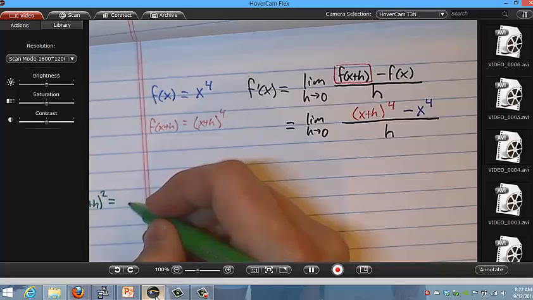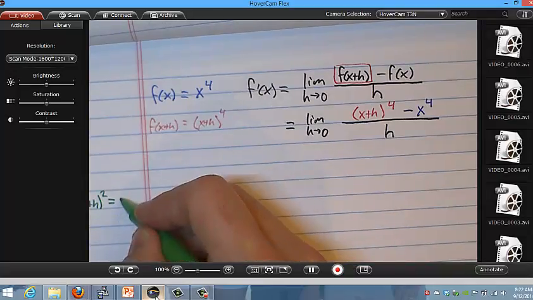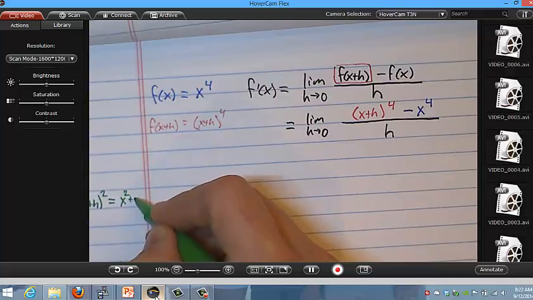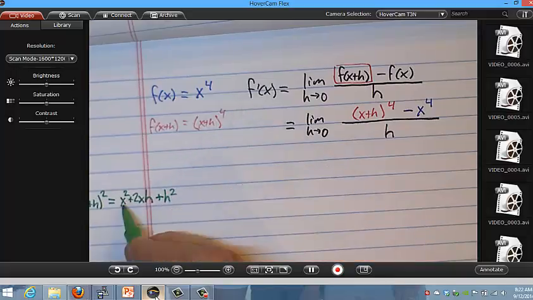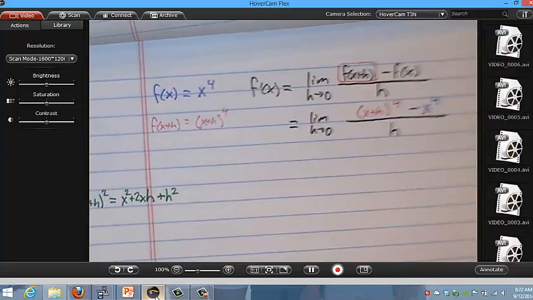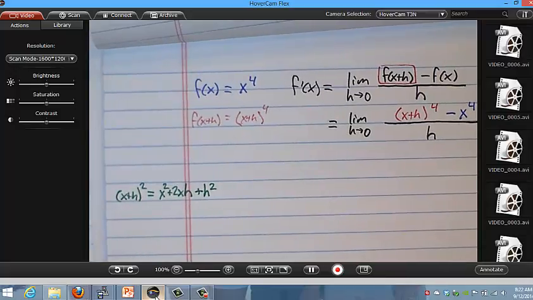A trinomial, right? What do I get? Help me out. X squared plus 2xh, yep, plus... My algebra teacher used to say: square the first, double the product, square the last. I showed him that yesterday. It's kind of fun that my algebra class comes in handy here. But what we have is x plus h to the fourth power.